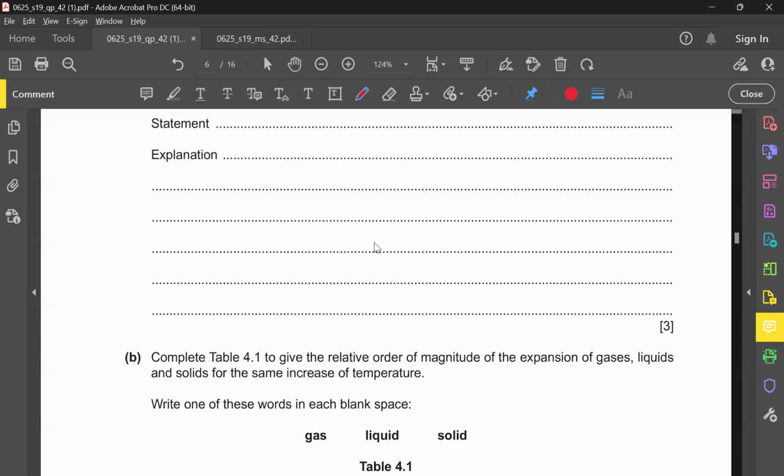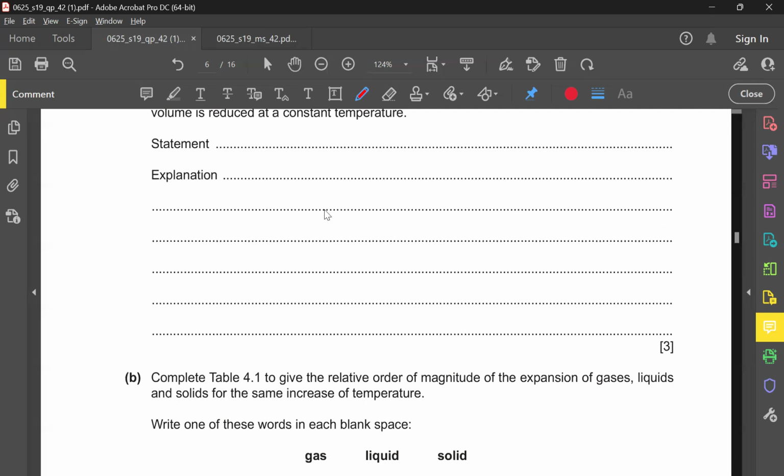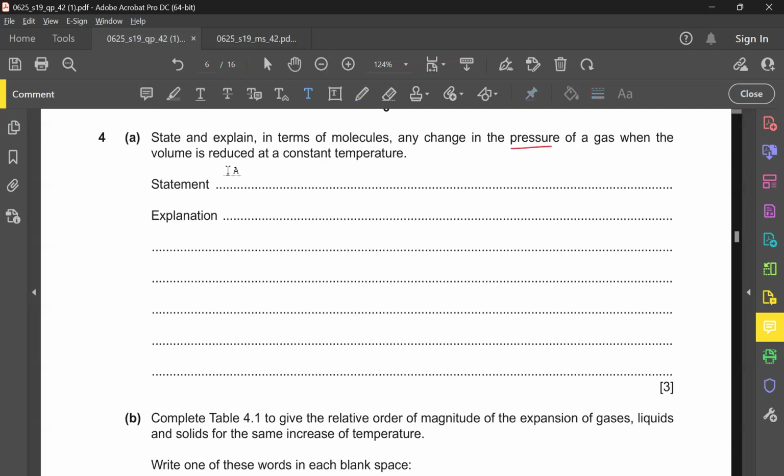Okay, guys, done with question number 4. Can I discuss? State and explain in terms of molecules any change in the pressure of a gas when the volume is reduced at a constant temperature. So right now you have to write a few things in terms of the molecules. What happens to the pressure when the volume is reduced at constant temperature? So basically you have a big volume turning into a smaller volume, right? Your statement in terms of the pressure will definitely be increases. Why does the pressure increase?